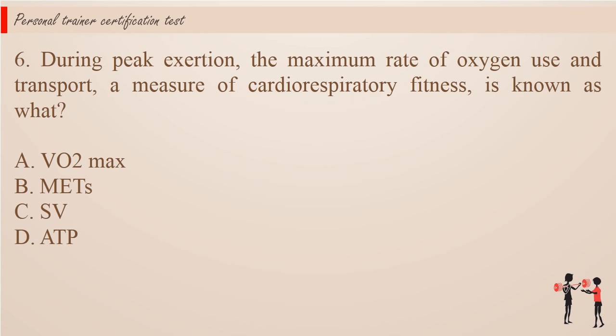Question 6. During peak exertion, the maximum rate of oxygen use and transport, a measure of cardiorespiratory fitness, is known as what? A. VO2 max. B. METs. C. SV. D. ATP.